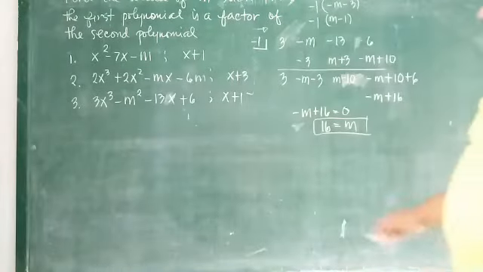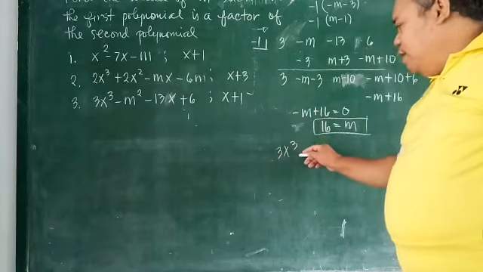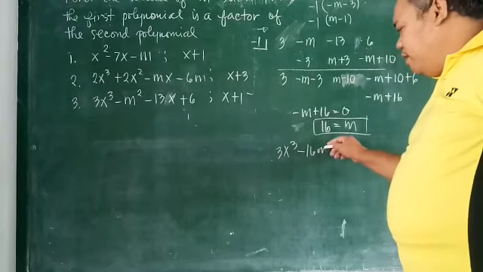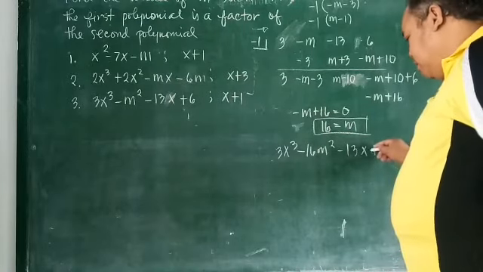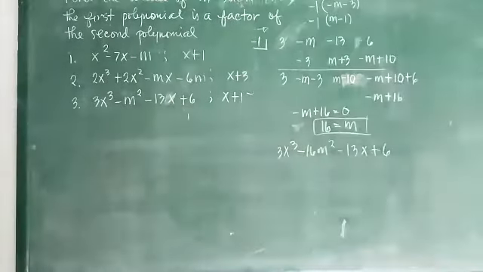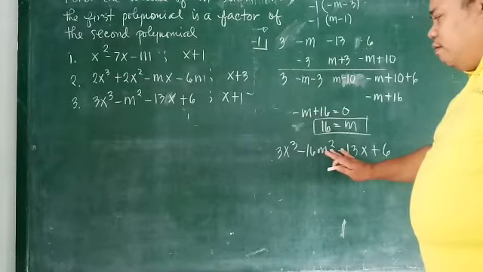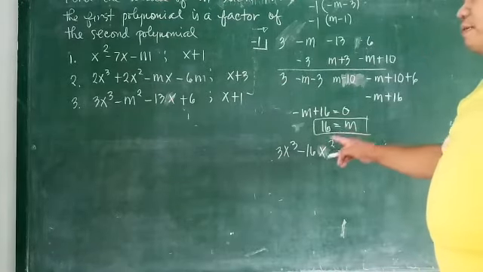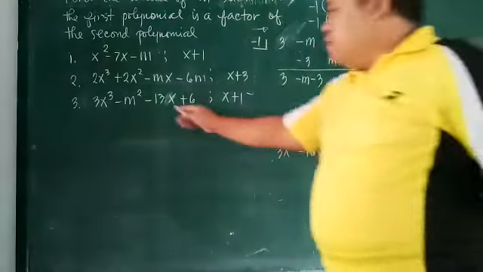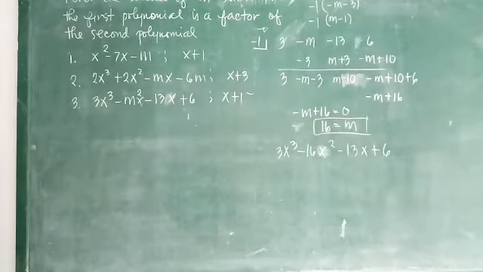Okay, let's try. So the original equation should be 3x cubed minus 16m squared minus 13x plus 6. Okay. Now, wala akong m, no? That's not m squared, it's x squared. Kasi value naman ng m is 16. Dito yan. Dapat pala may x yun. Yan. So that will be the original equation.